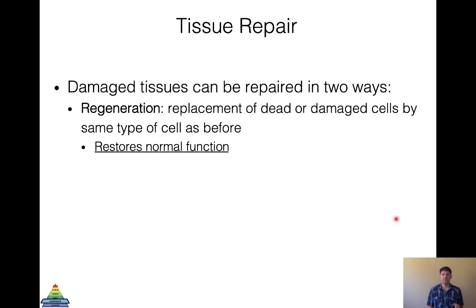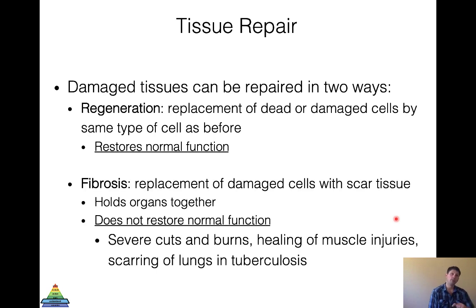When we talk about fixing tissue, damaged tissues can be fixed in two ways. The first is regeneration. So basically regeneration is the replacement of those damaged cells by the same type of cell. Okay, so you cut yourself, you damage some kind of cell, the cells die, on your skin is a great example, you have dead cells that are just sloughing off. We need to restore those cells. So we're restoring normal function. That's really important, restoring the normal function. The other way is fibrosis.